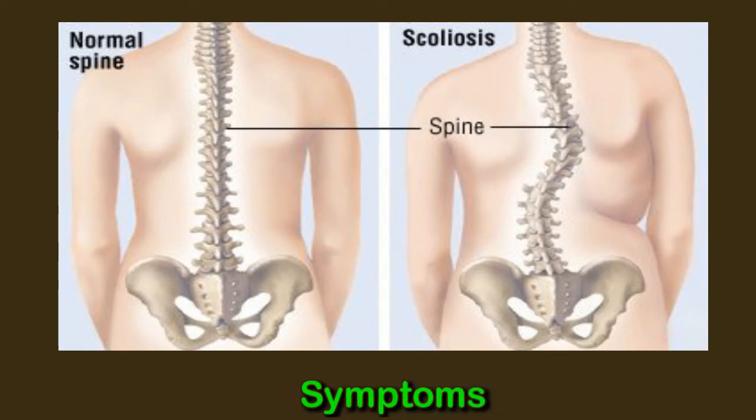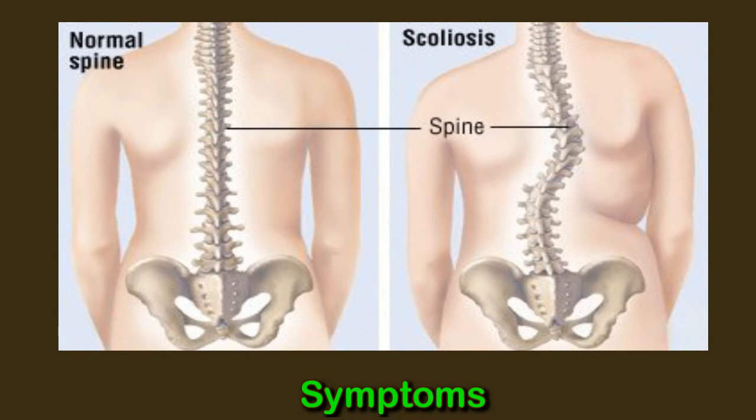The head may appear a bit off center. The ribs on each side may be slightly different heights. One hip may be more prominent than the other. The clothes may not hang evenly. One shoulder or shoulder blade may be higher than the other. The person may lean to one side. The legs may be slightly different lengths.